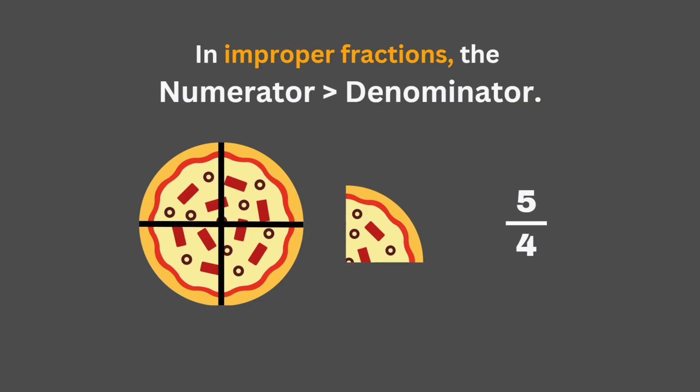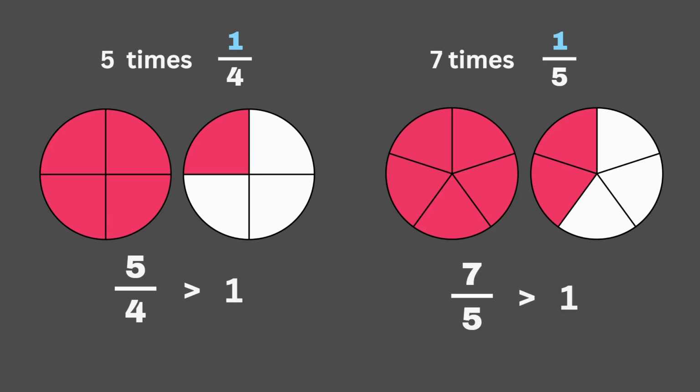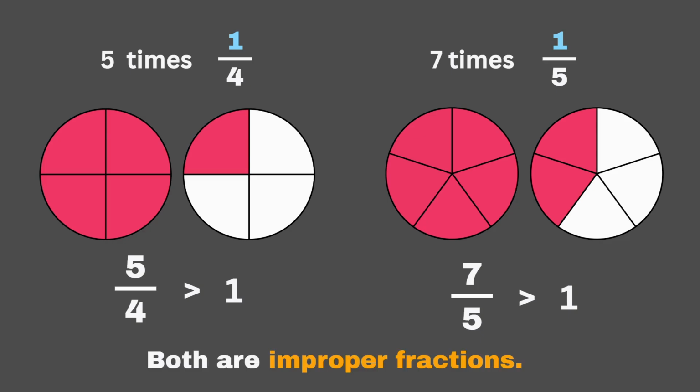5 upon 4 means 5 times 1 by 4. 7 upon 5 means 7 times 1 by 5. In both the cases, the fractions are more than one whole. That is why they are called improper fractions. Let's look at few more improper fractions.